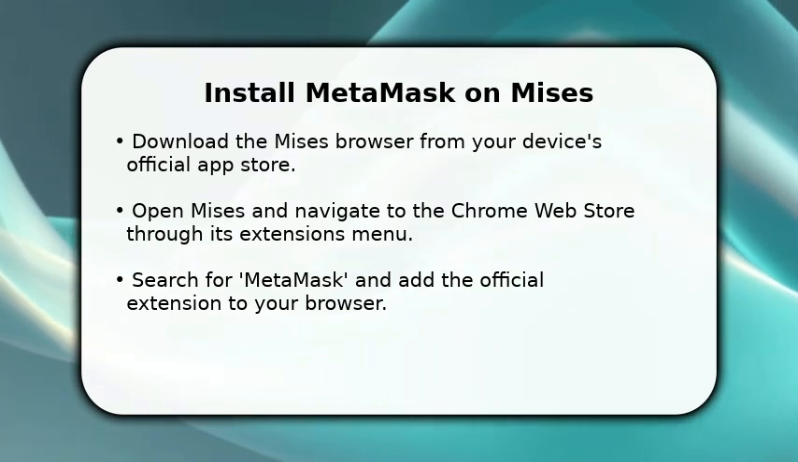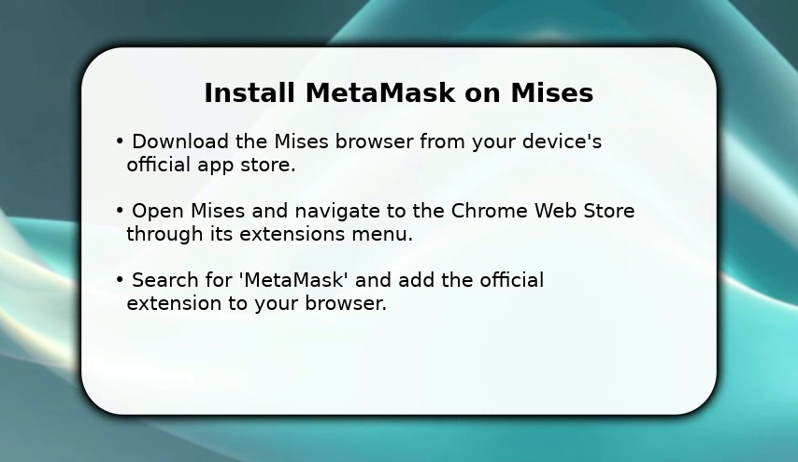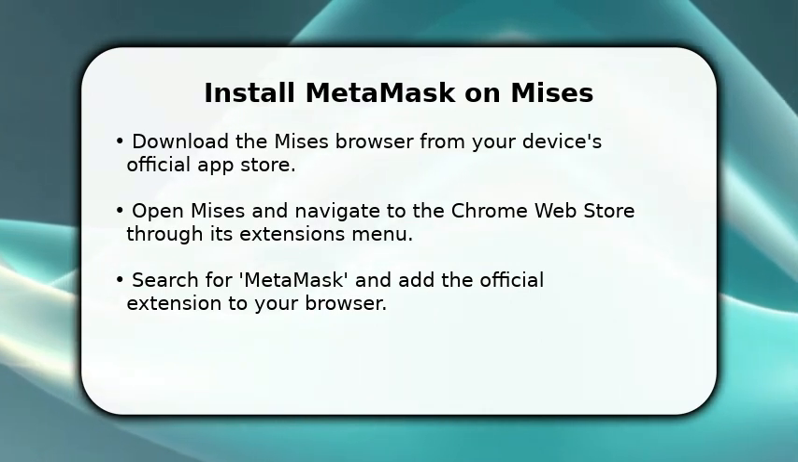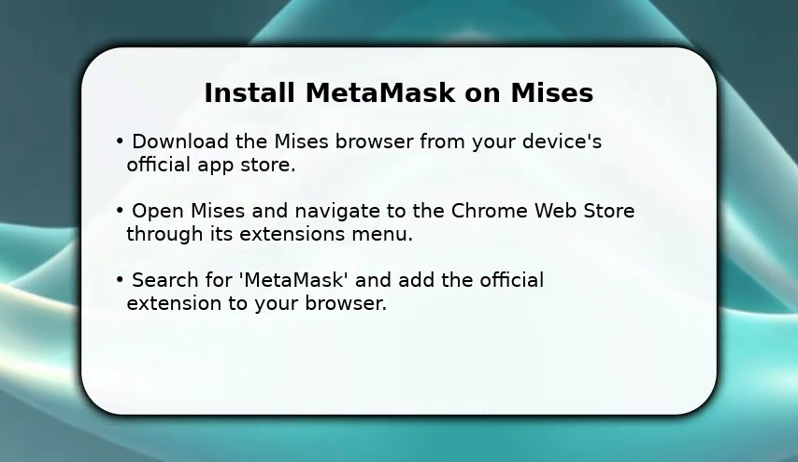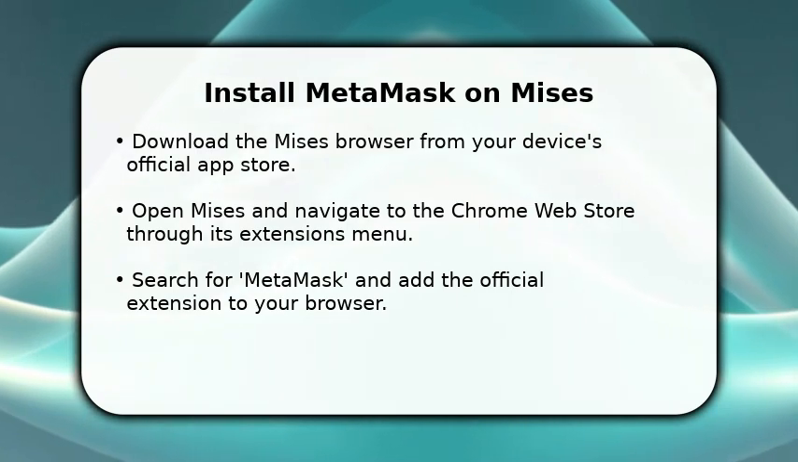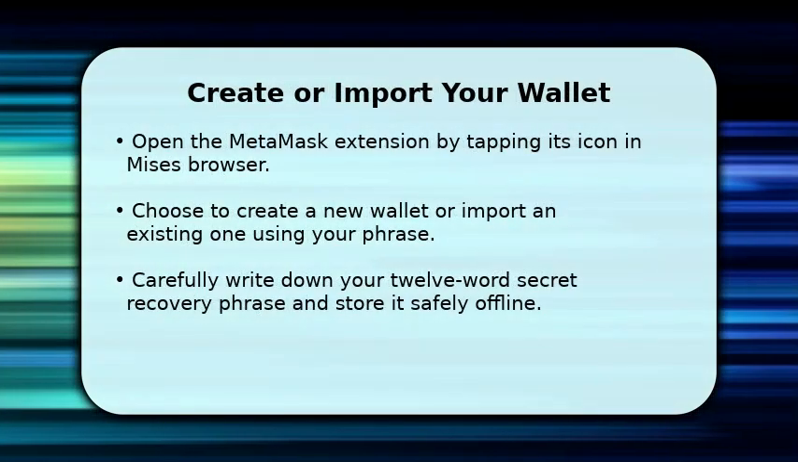From there, you can access the Chrome web store. Search for MetaMask and simply add the extension. It's a straightforward process, taking only a few moments to complete. After installing, tap the MetaMask icon to open it.